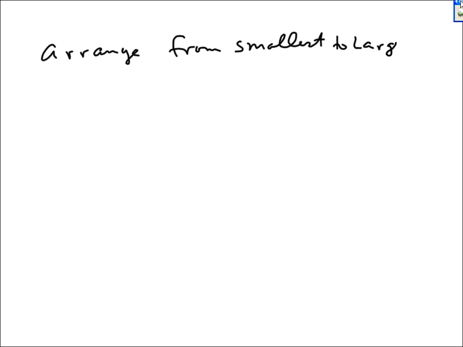So now we want to play this game. Arrange the numbers from smallest to the largest. The numbers are 2 over 7, 6 over 7, or 4 over 7.